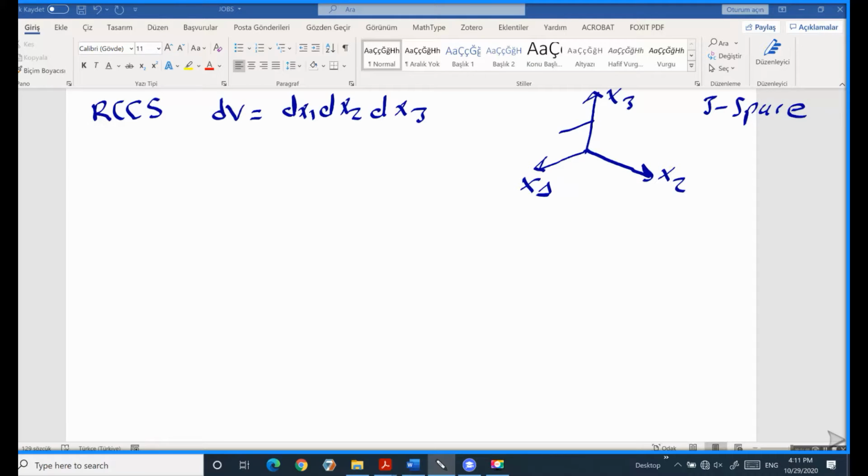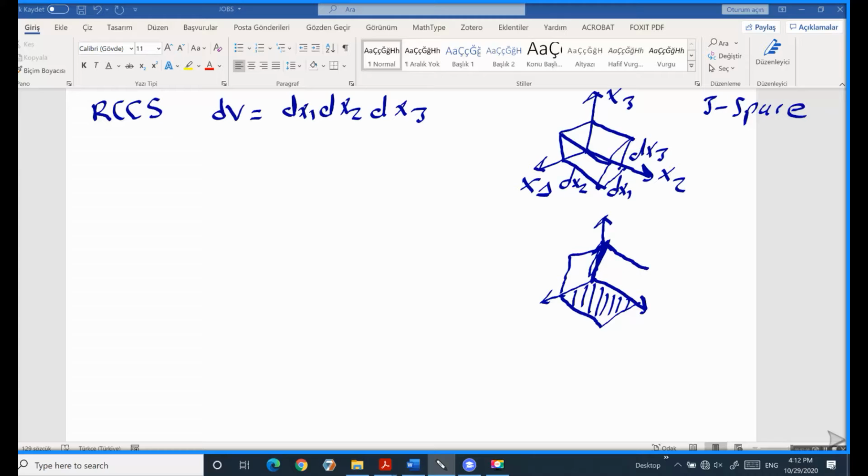So let's say I have some control volume like this, and let's call these dx2, dx1, and dx3. Basically, this control volume is the representation, again, in the rectangular coordinate system. Let's say I have this plane obtained here. Now, let's say I have a vector like this, and I carry this plane up to this vector.